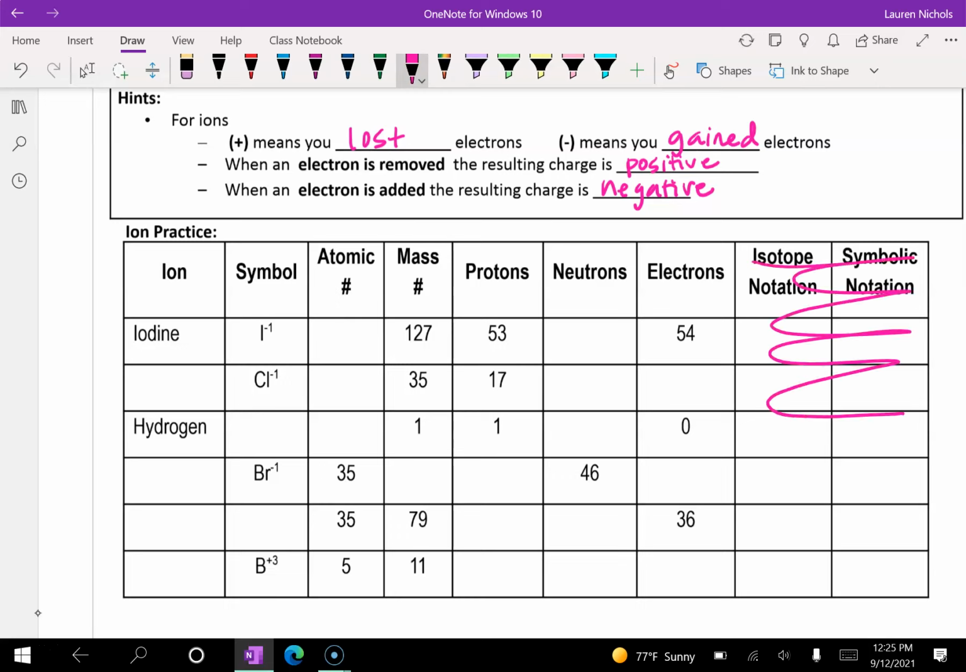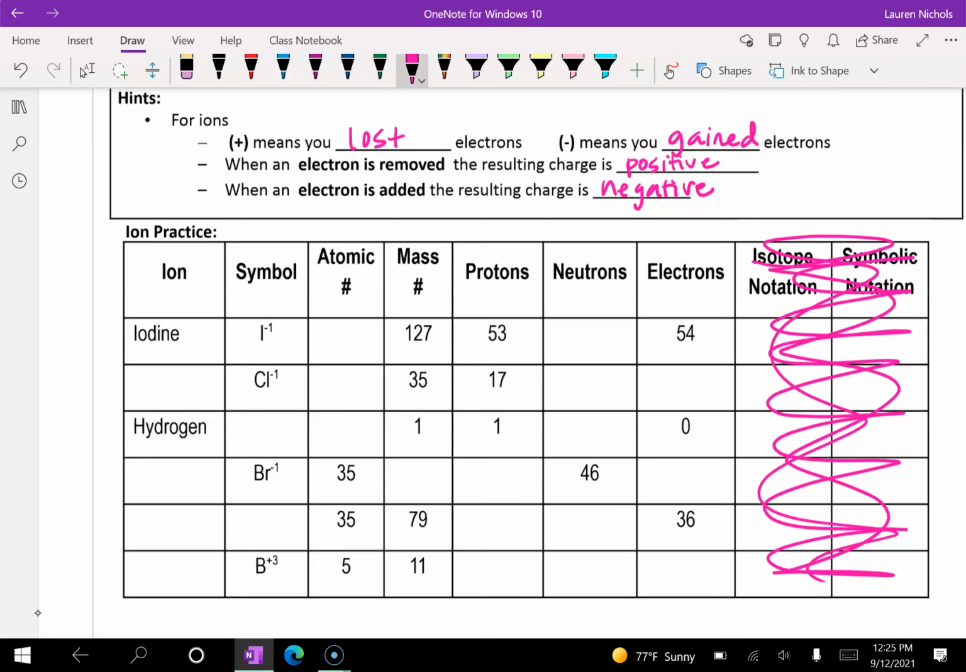And so on this little practice chart, yours looks a little different than mine, and so you can kind of ignore these on my page. You don't have those, but what we're going to do is write the isotope notation here on yours, and we'll do the symbolic notation here. And so remember, the symbolic notation has 3 sections, and it's kind of like a puzzle. We've got these missing pieces.